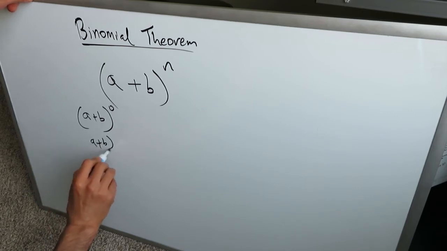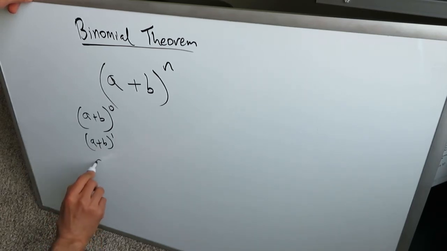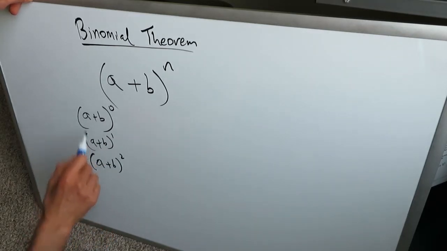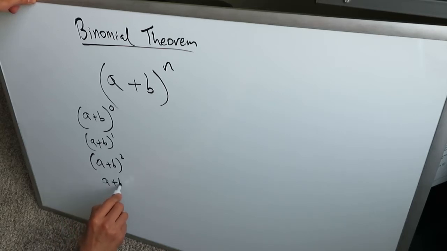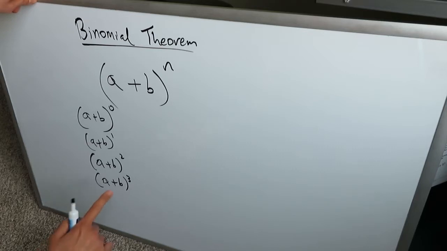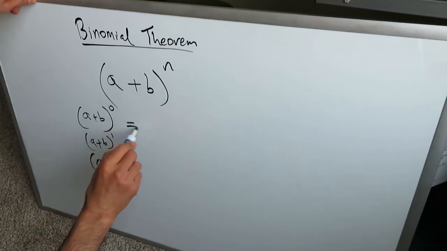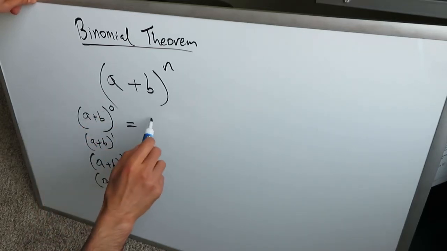A plus b to the power of 1. A plus b to the power of 2. Remember, the signs in here could have been minuses. I'm just using pluses out of convenience, and using pluses is always easier than using a minus. A plus b whole cubed. Let's open this up. A plus b all to the power of 0.